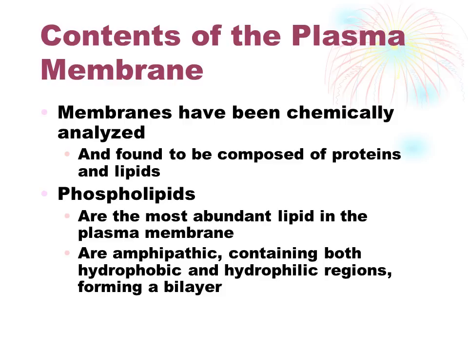So let's talk about the contents. We've analyzed these membranes and we know they're composed of different types of proteins and different types of lipids. Specifically, those lipids are called phospholipids. They're the most abundant lipid in the plasma membrane, and you could have easily seen that from the illustration you just looked at. But it says that they are amphipathic. So we need to break down this word. Amphipathic means it contains both hydrophobic and hydrophilic regions that form a bilayer.